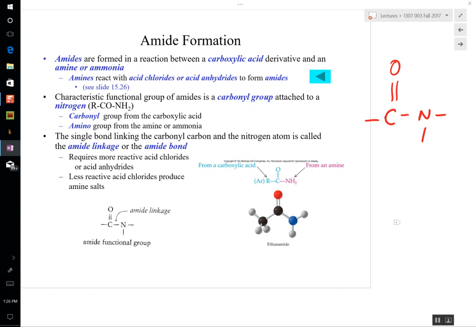So the backbone of protein is this backbone. It's carbonyl, nitrogen, carbon, carbonyl, nitrogen, carbon, carbonyl, nitrogen, carbon. That's the peptide backbone. So a peptide bond is an amide bond.